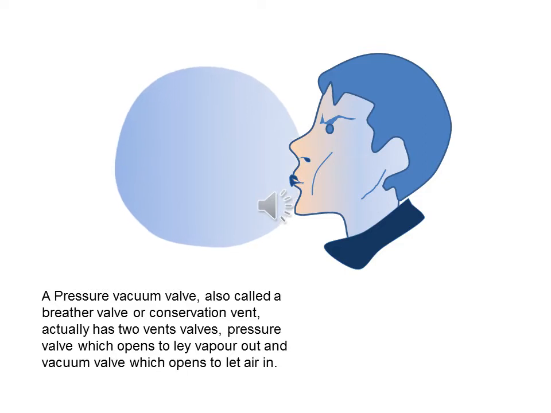A pressure vacuum valve, also called a breather valve or a conservation vent, actually has two vent valves: a pressure valve, which opens to let vapor out, and a vacuum valve, which opens to let air in.